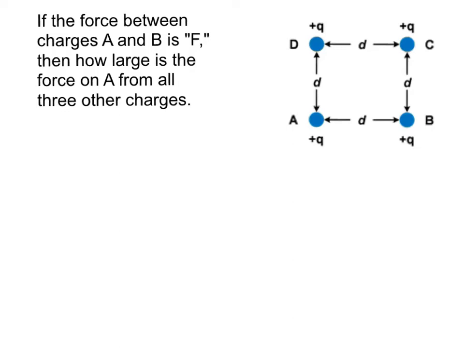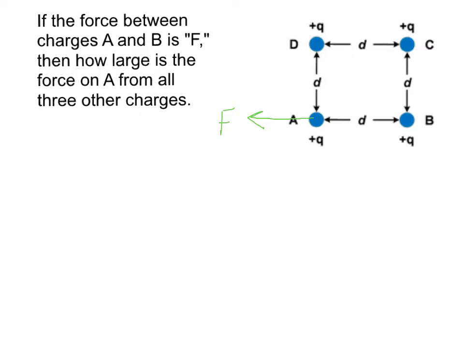So what you're given in this one is that the force between A and B is called F, and then we want to know how large the force will be on charge A from all three charges. So I'm going to represent the force on A with little vector arrows, because the vector arrows definitely help us organize things a little bit better. So what we're given is that there is a force F caused by charge B, and it must be a repulsive charge because these are two positives.